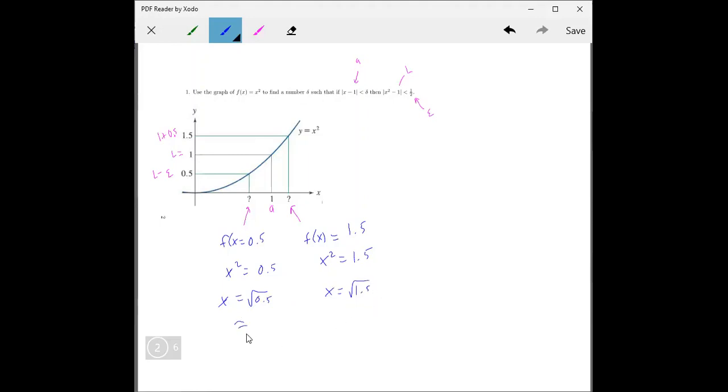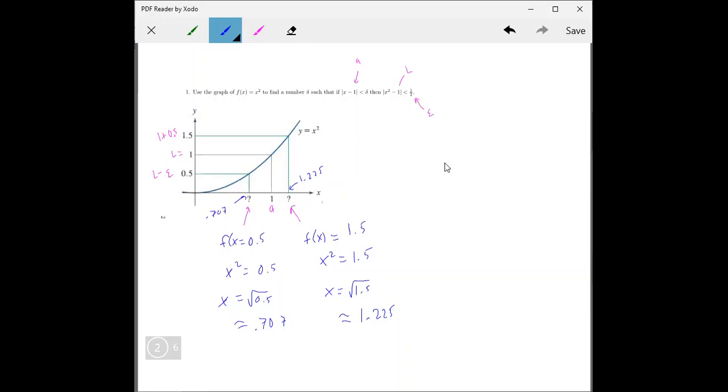And this is approximately 0.707, and this is approximately 1.225. Okay, so this is 1.225, and this is 0.707.